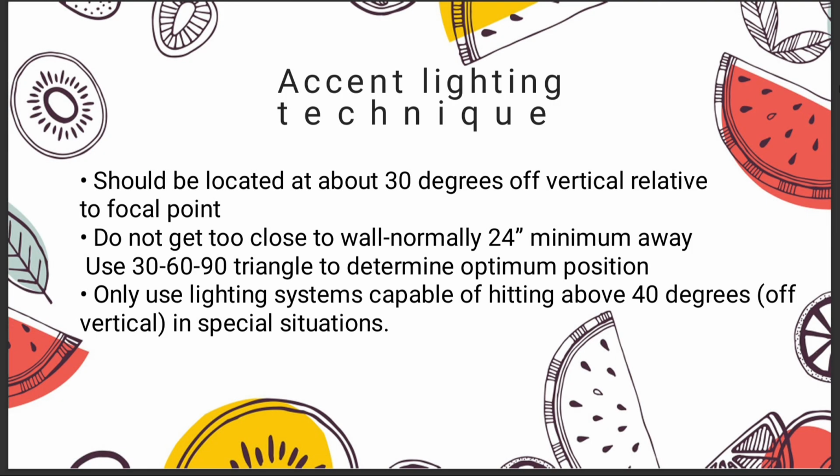Now, here are some accent lighting techniques. First, it should be located at about 30 degrees off vertical relative to a focal point. Second, do not get too close to the wall, normally 24 inches minimum away. Use 30, 60, 90 triangles to determine the optimum position. Last, only use lighting systems capable of hitting above 40 degrees off vertical in special situations.